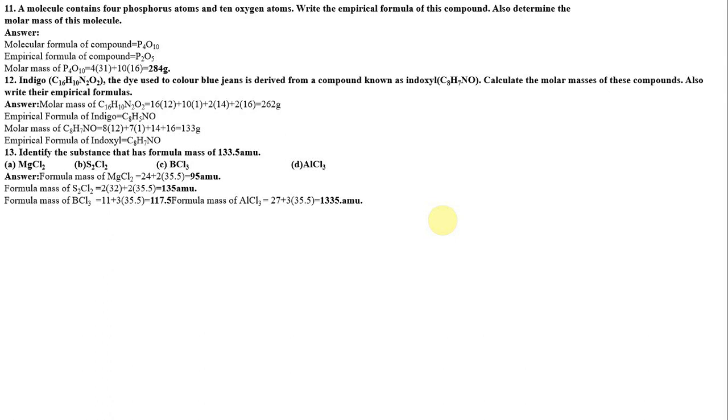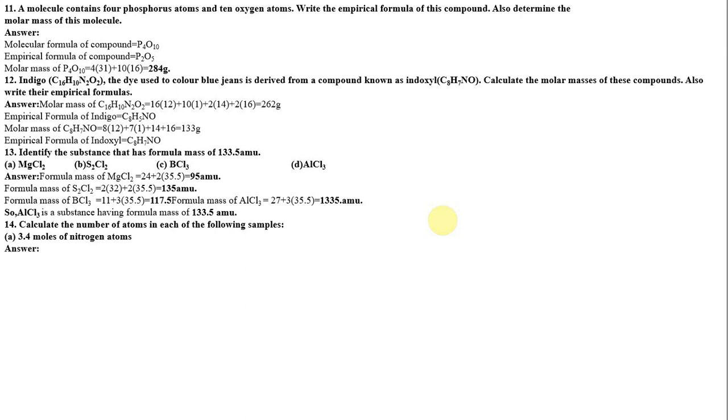Now let's move to question number 14. Calculate the number of atoms in each of the following samples. A, 3.5 moles of nitrogen atoms. Answer: 1 mole of nitrogen atoms is 6.02 into 10 raised to power 23. 3.5 moles of nitrogen atoms is 3.5 multiplied by 6.02 into 10 raised to power 23. We will get 2 into 10 raised to power 24 atoms.